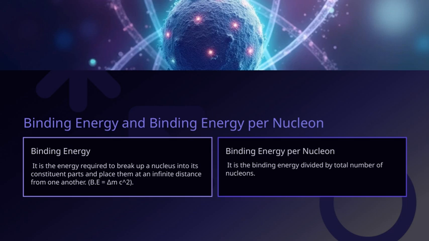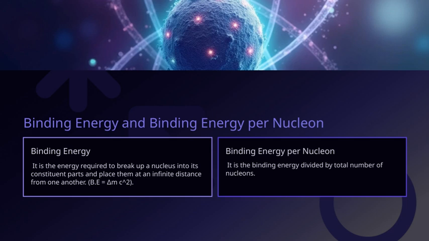Mathematically, we express this as BE equals the change in mass times the speed of light squared, or Δm c². This relates mass defect directly to energy, highlighting Einstein's famous equation. So, by examining the binding energy and the binding energy per nucleon, we gain insight into the stability of different nuclei. Nuclei with higher binding energies per nucleon are generally more stable. This concept connects to the broader theme of nuclear stability and energy release in nuclear reactions.